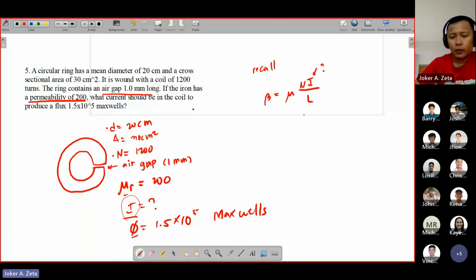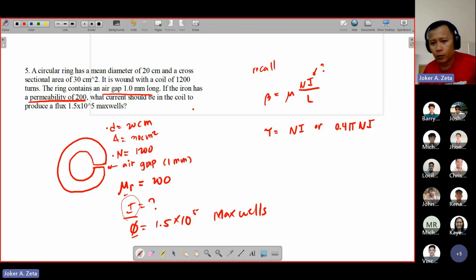Or, we can also recall what we just discussed: tau is equal to Ni, or 0.4 pi Ni. So you have to broaden your horizon about what formulas there are. Which is better to use, the magnetic field density or tau? Take note, you are given the flux.